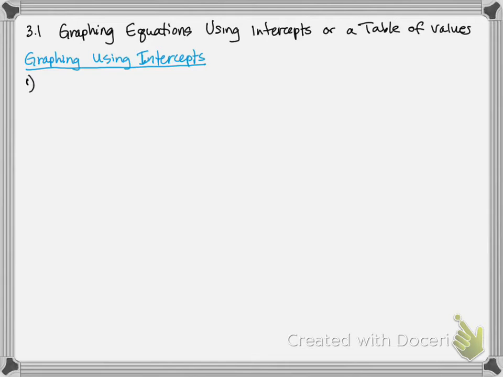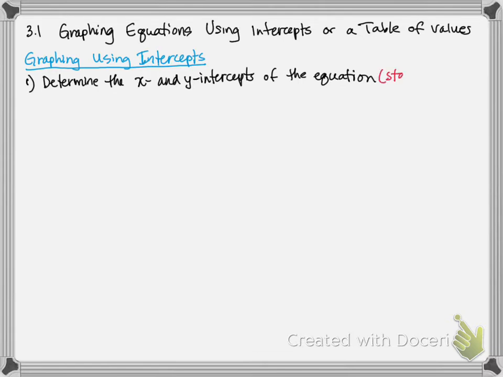Okay, so first things first, we're going to determine the X and Y intercepts of the equation. Now I'm going to tell you the easiest way to find the X and Y intercepts is if your equation's written in standard form. Okay, so that's going to be number one. And we're going to talk again as we get into the examples what to look for for those intercepts.